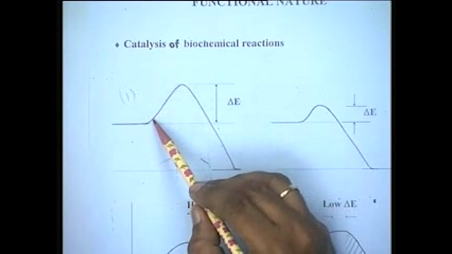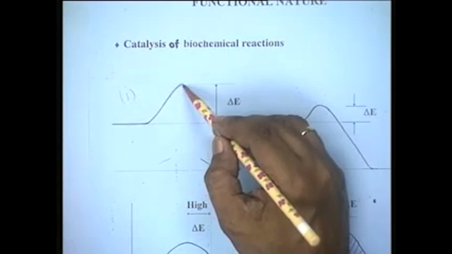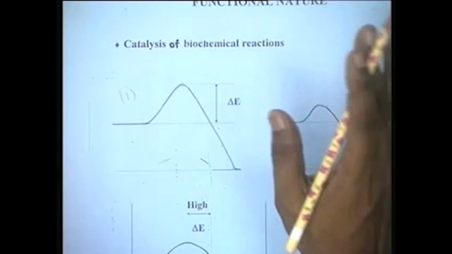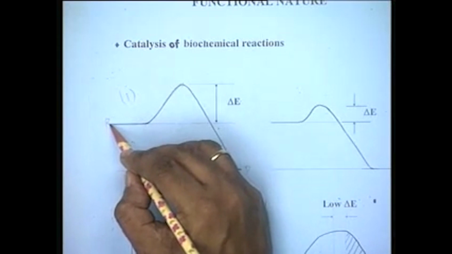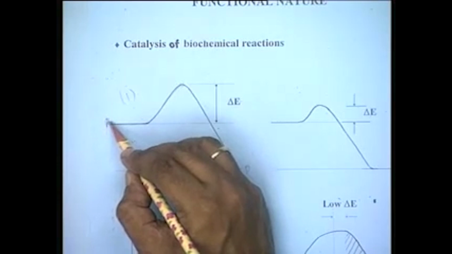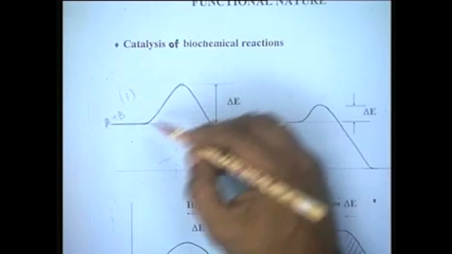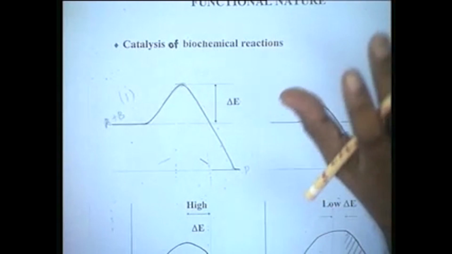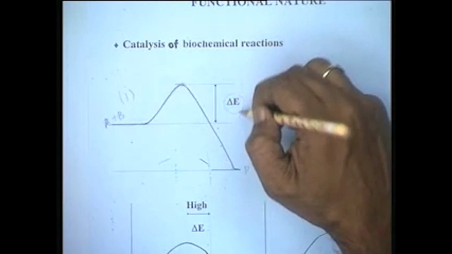undergo an increase in energy till the point where a transition state is reached, and this transition state will then break down, will undergo a reduction in energy and lead to the products. These are reactants, A and B, and this is the product. Now this difference between the ground state and the maximum level of energy at which the transition state is generated is called the energy of activation.